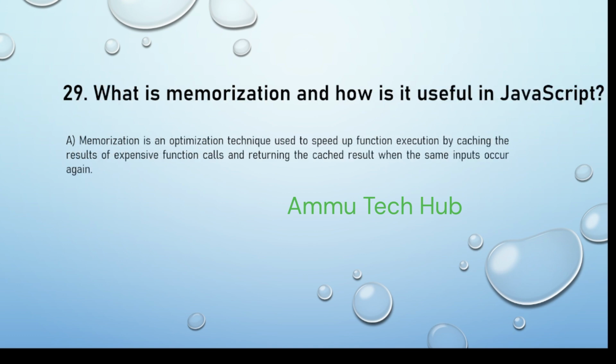What is memoization and how is it useful in JavaScript? Memoization is an optimization technique used to speed up function execution by caching the results of expensive function calls and returning the cached result when the same inputs occur again.